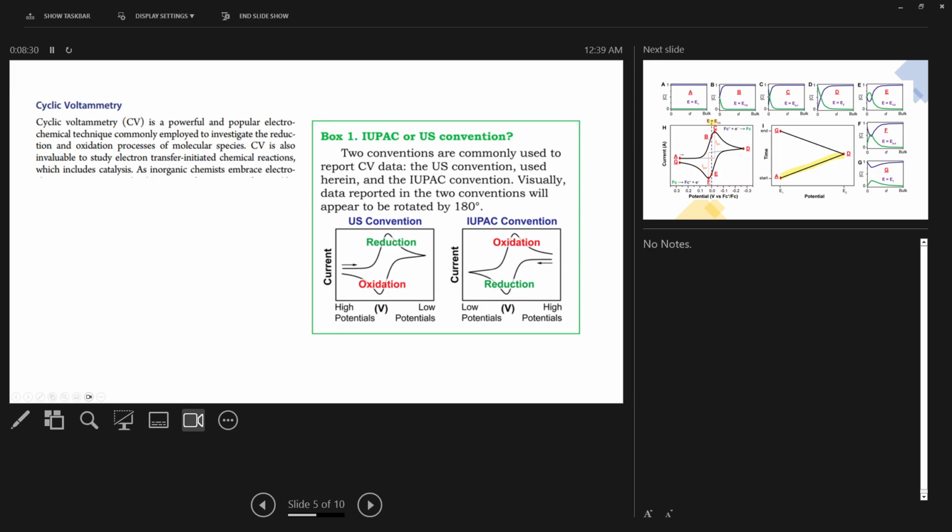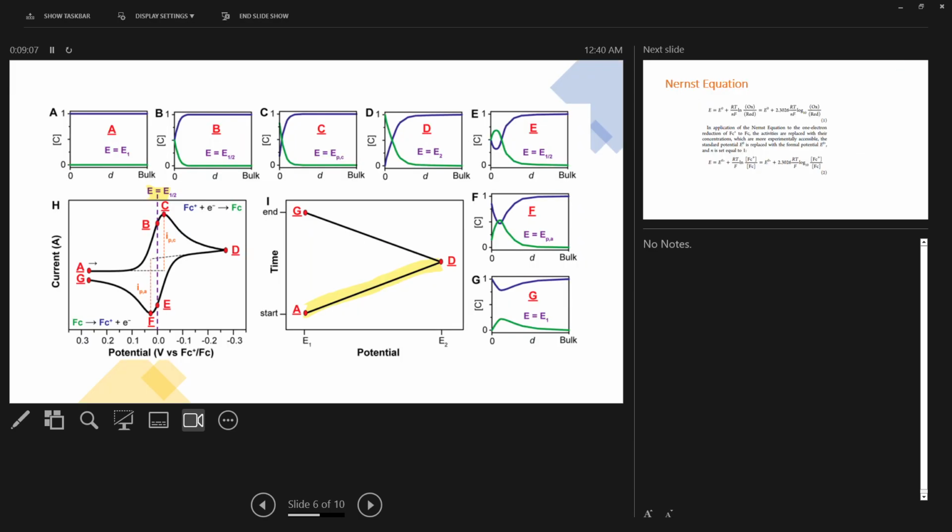The representation of cyclic voltammetry has two types. One is the US convention, where the reduction peak is upward while the oxidation peak is downward, as shown here. The IUPAC convention is the reverse of the US one. So we will focus on the US convention, and I will try to explain in more detail with a further example.